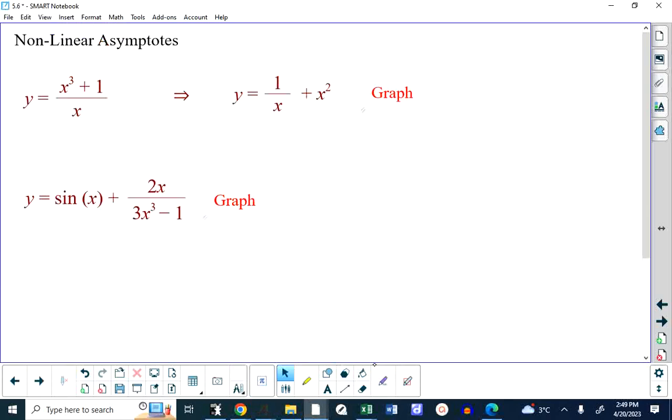Y equals sine x plus 2x over 3x cubed minus 1. I hope everybody understands that at infinity that approaches 0. So what we're going to have here is a periodic asymptote. We're going to have an asymptote that this original function will get closer to, and the function it's getting closer to is sine of x.